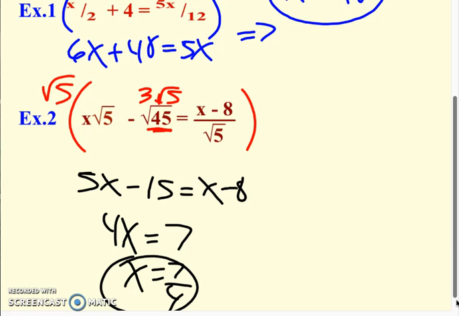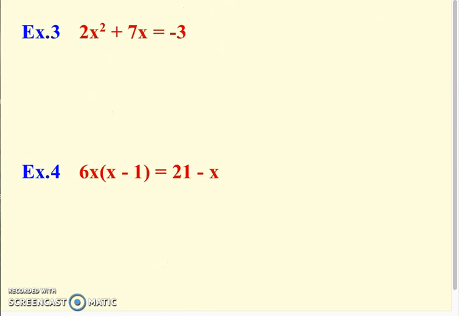Okay, so the idea there is get rid of your fraction, and then the second one, get rid of your fraction and your root at the same time. Again, trying to be as efficient and effective as we can. Let's try some other methods, other problems.